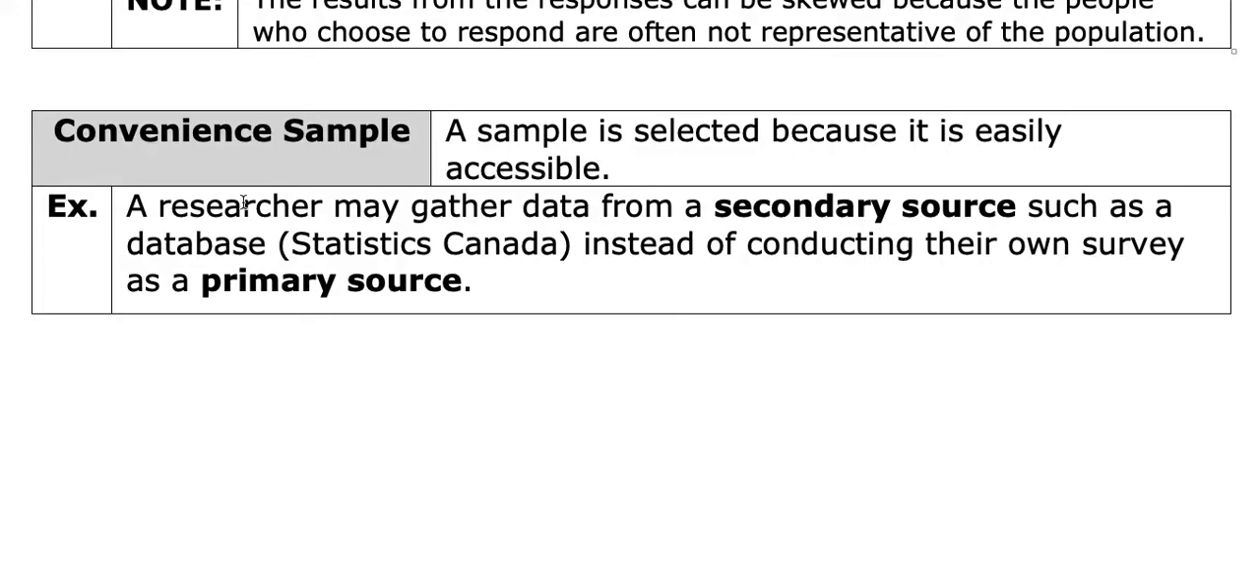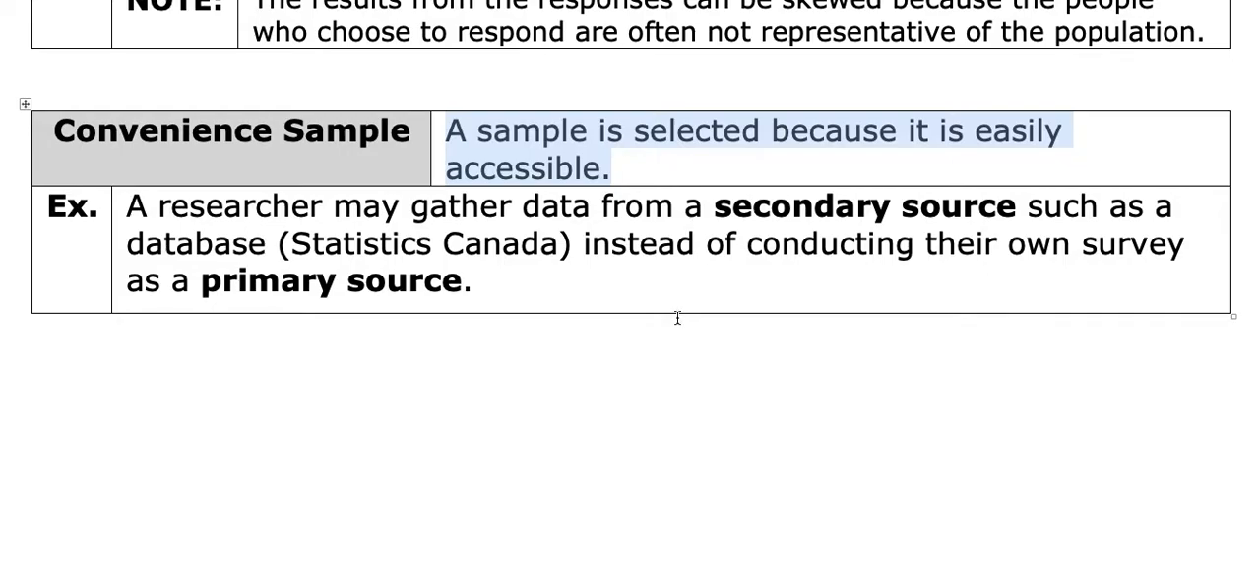Lastly, a convenience sample. A sample is selected because it is easily accessible. A researcher may gather data from a secondary source, such as a database like Statistics Canada, instead of conducting their own survey as a primary source. So this can also just be those people that are immediately available to you.